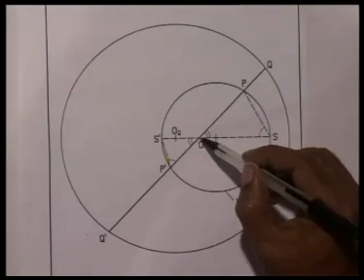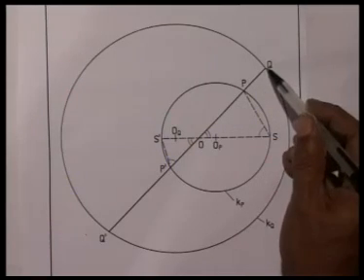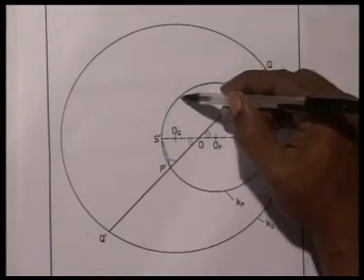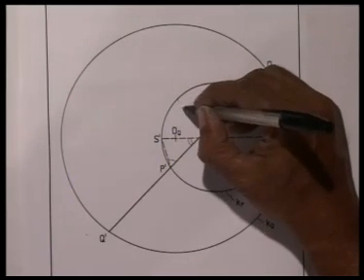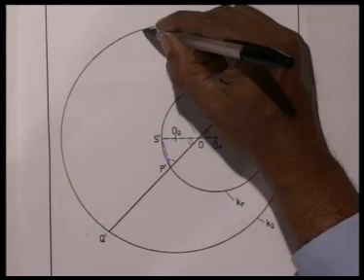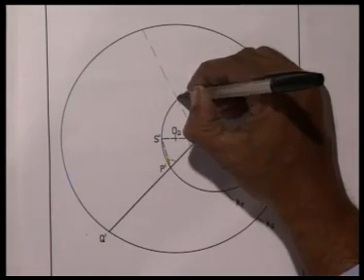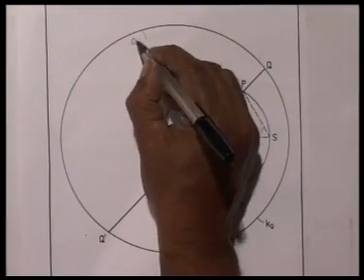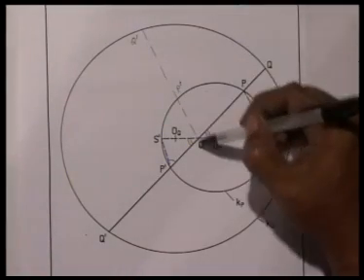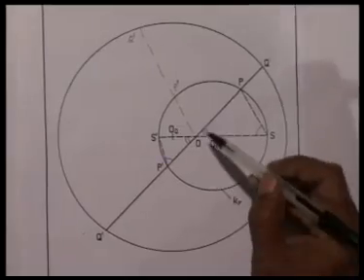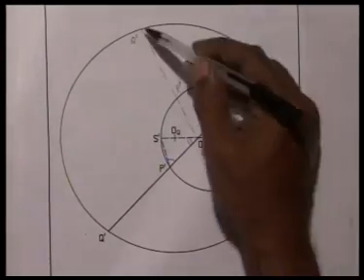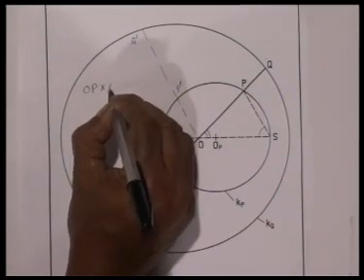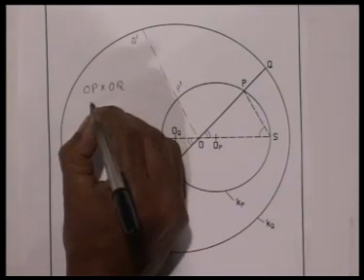Not only that, the product of the distances OP into OQ remains a constant. As we see here, if P comes here, say to P prime, Q will go to Q prime, such that P prime Q prime again is a straight line passing through O. Not only that, as OP has reduced, OQ has increased, such that the product OP into OQ remains a constant.